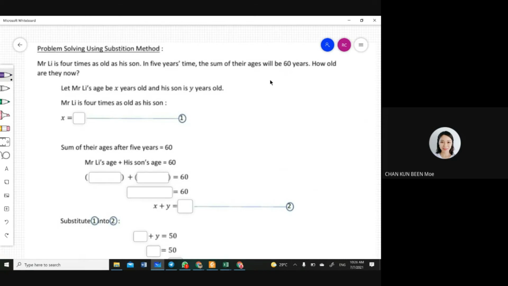Okay, I write like this: Lee plus his son is equal to 60 years old in 5 years time. How old are they right now? We don't know how old they are right now. You have to do the calculation using simultaneous linear equations. So let Mr. Lee's age be x years old and his son's age be y years old. This is the assumption. Lee is x, his son is y.